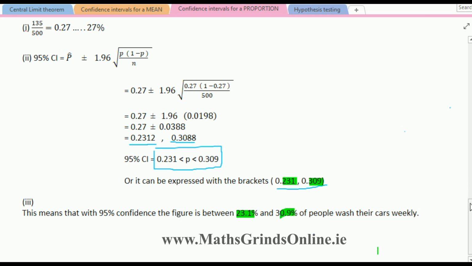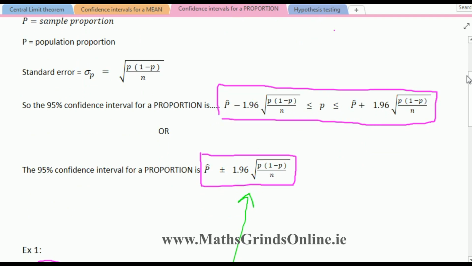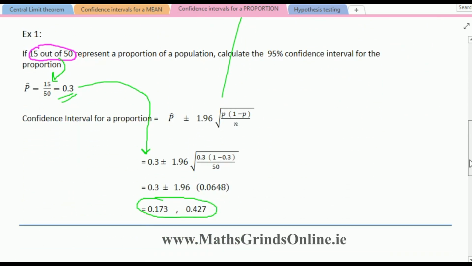This section is just based on using that formula, guys. You might get other questions, sorry, I'll just scroll down a bit, with a formula like this, where one of the variables perhaps won't be given to you. Perhaps you'll have to work out n. You'll be given the answer for the lower limit or the upper limit, and you might have to work out n. That's a common enough example as well.